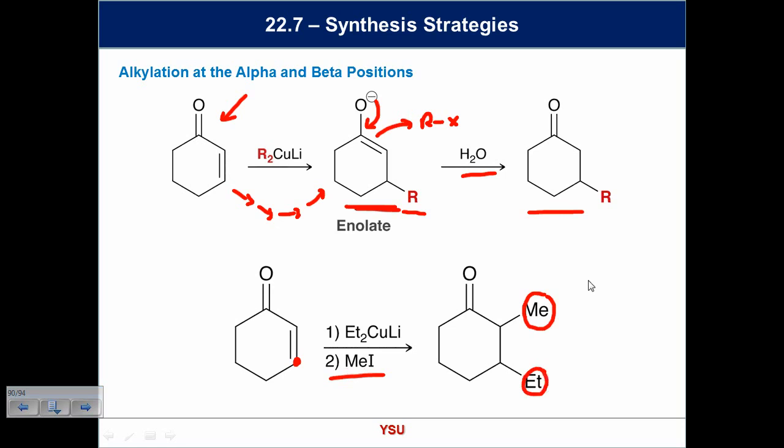Simply by quenching, not with a proton, but with an alkyl group. Everybody knows that mechanism. What is that second step? SN2.